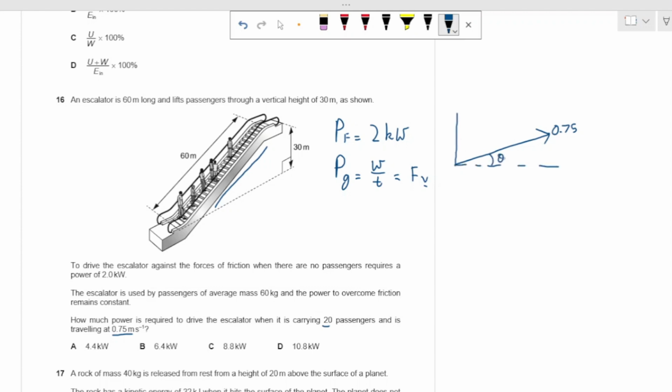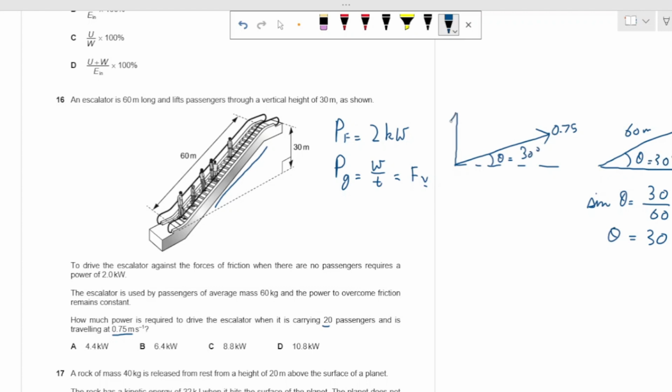Our angle in this case is missing, but we as well can find out that. How? If you look closely, we have two values given over here: 60 meters, the length of the escalator, and 30 meters, which is the height covered. We can definitely find out this angle theta, and that will be by the opposite over hypotenuse sine. So sine theta is equals to opposite 30 over hypotenuse 60. This would give us theta, that is 30 degrees. So 30 degrees is our angle here and 30 degrees is our angle also over here.